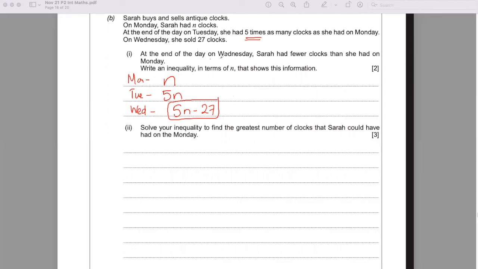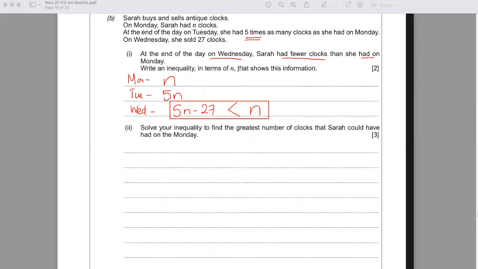At the end of the day on Wednesday, Sarah had fewer clocks than she had on Monday. So fewer means less than. Monday means n, so less than n. So that would be your final inequality. Okay, so I'm going to just put that in the box there. That's your final inequality.